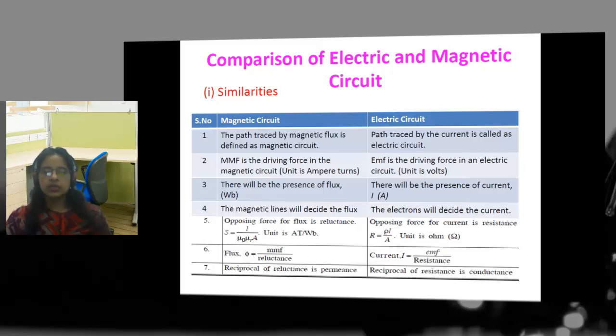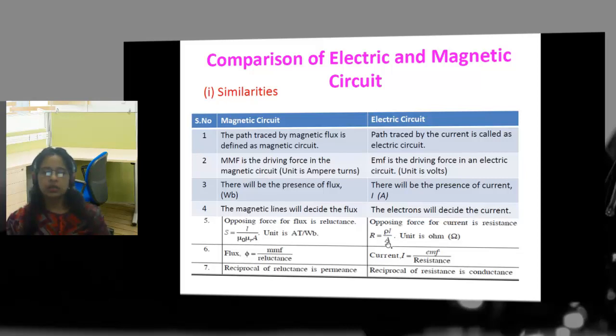The magnetic lines will decide the flux. Field lines, they decide the flux, but in electric circuit the flow of electron decides the current, right? Opposing force of flux is reluctance. The force which is offered by the magnetic material to the flux, that is known as the reluctance. Opposing force for current is resistance, and the opposing force provided by the conductor to the flow of current is known as the resistance. It is given by S is equal to L by mu naught mu r A. It is given as R equals rho L.